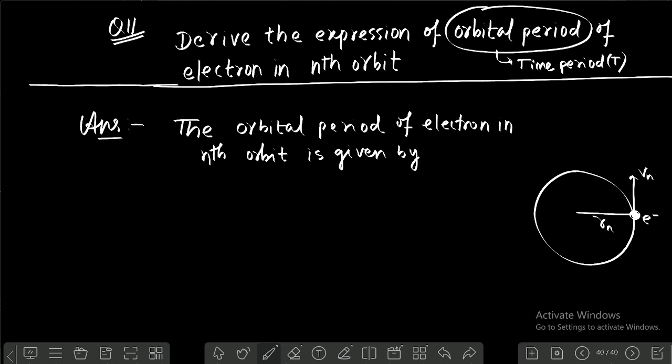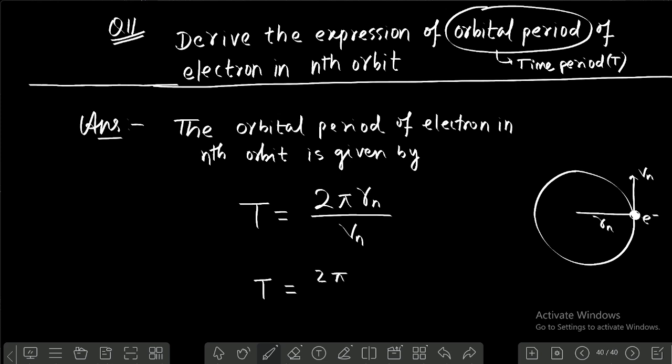Now tell me, I want to find time period. It is a circular motion. To complete one circle, or one revolution, or one rotation, how much time have we taken? That is called time period. So I can write as 2 pi Rn by Vn. Distance by velocity is time period. So for one complete rotation, distance covered is 2 pi Rn, the circumference, and velocity is Vn. So like this you write.